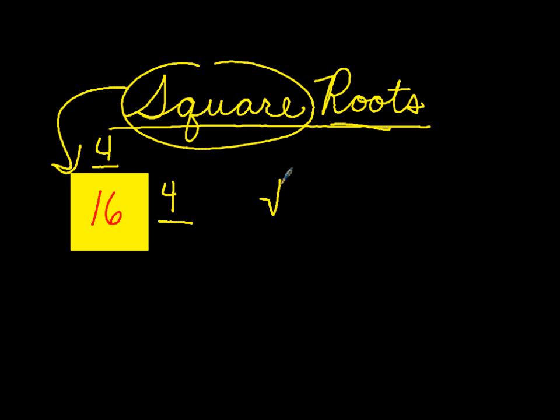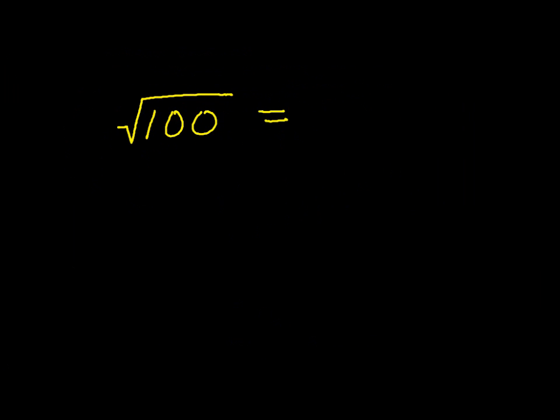So here's the symbol for square root. You'll see something that looks like this, a little bit like a division box. The square root of 16 is equal to 4. You don't necessarily put the 4 here, but you put the square root of 16 equals 4. That's the first one. Let's take a look at another sample.